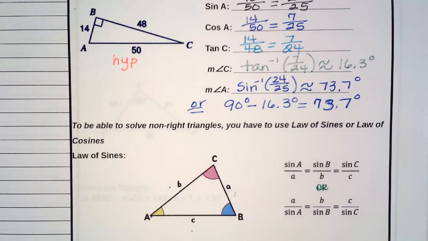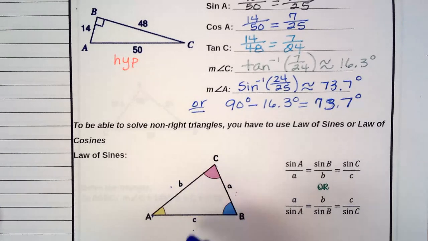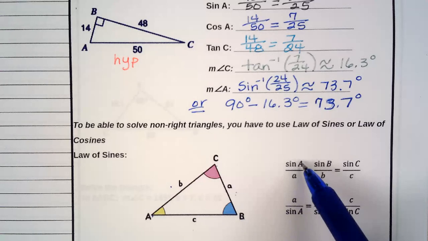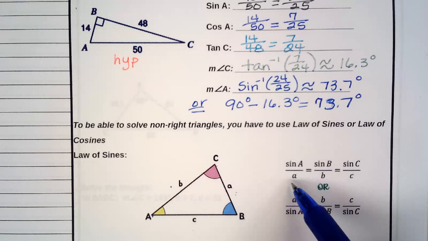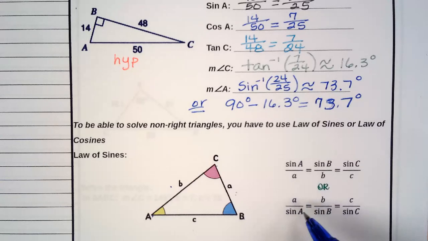If you notice, a, b, and c are lowercase. That means that those are your sides. Those are not your angles. So you can either have it with the sine of A on top and side a on the bottom, or flip it over. Either set of fractions works. Depends on what you want to do.